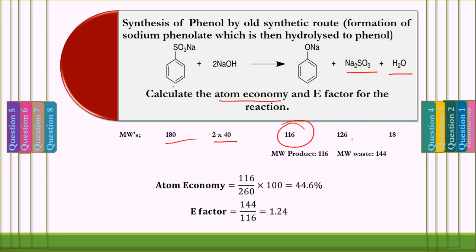So I have to add 126 plus 18, that gives me this, and divide by 116 because that was the product. So if you find out, it's around 1.24, which is like okay kind of thing. It's less only. I have given the standard values in my theoretical video. You can watch there also for detail.